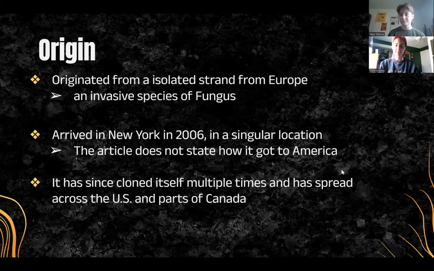Next slide, please. Okay, so the origin of this: Pseudogymnoascus destructans is a fungus originating from Europe that was introduced into North America in 2006. It's a recent introduction. Consequently, it is an invasive species to North America and has a massive negative impact on the bat population.